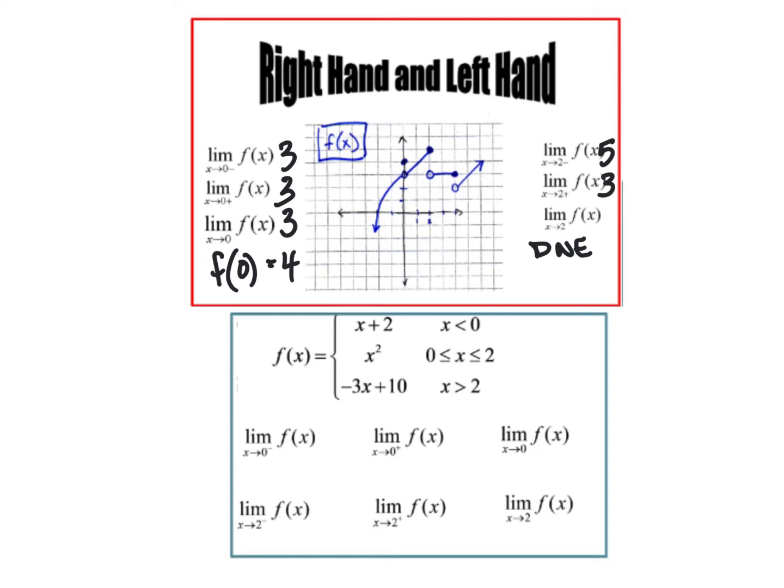So the first thing, whenever I'm faced with a piecewise function like this, is I say, okay, 0 from the negative side. So coming from below 0, which of the three functions is it? Of course, it's this top one, because this is the one that represents when we're less than 0. So you just plug 0 in, and of course, 0 plus 2 is 2.